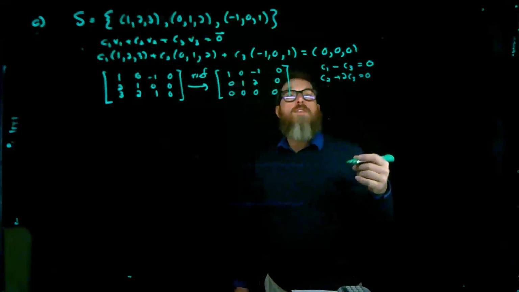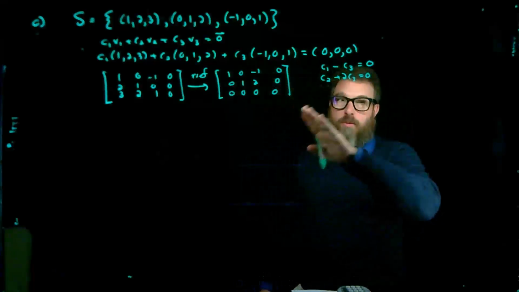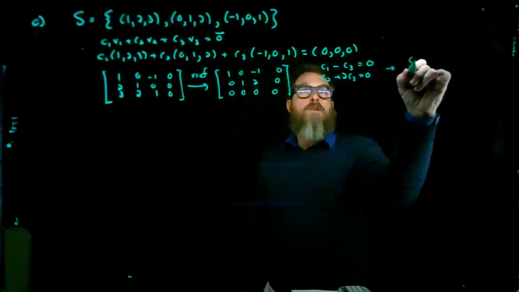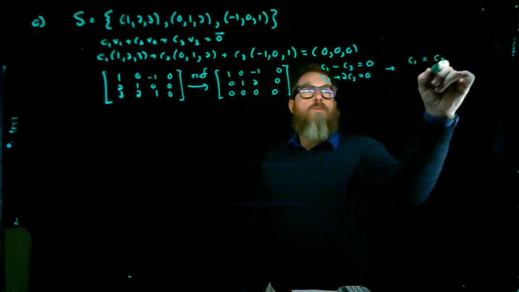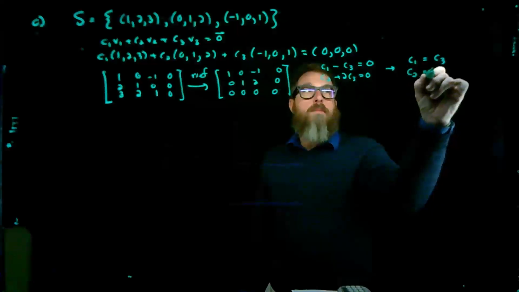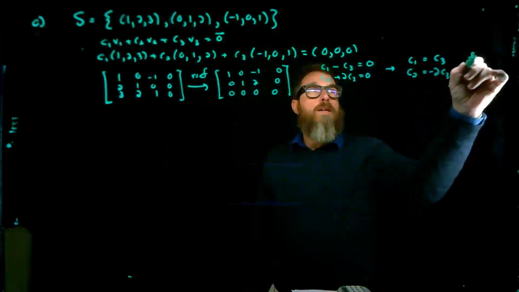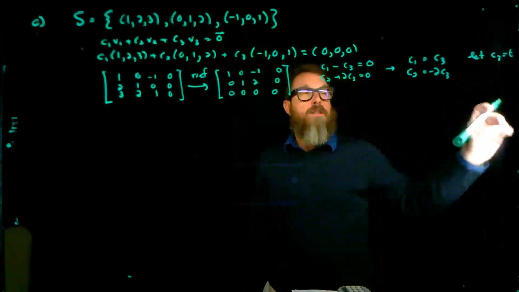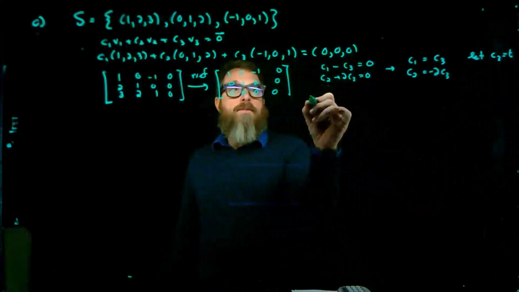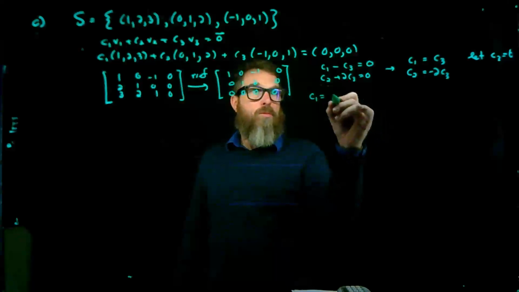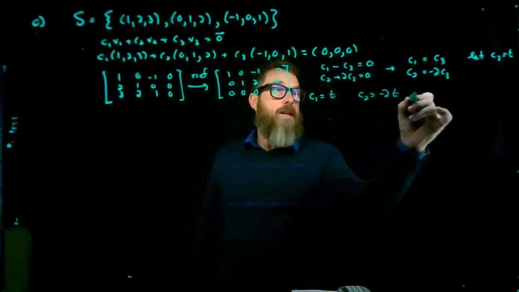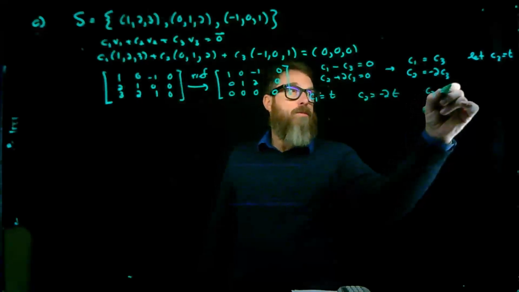So we will solve these for, well, since they both share C3, let's make that the independent variable. So then C1 is going to equal C3, and then C2 is going to be minus 2C3. So we can let C3 equal T. So we can parameterize this. Then I have C1 is equal to C3, which is T. C2 is equal to minus 2C3, which is minus 2T. And then finally, C3 is equal to T.